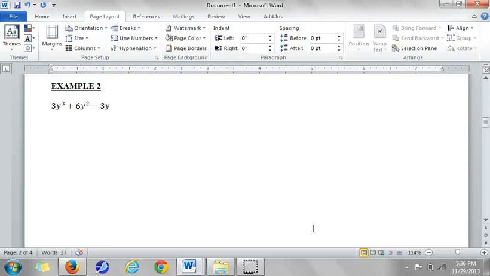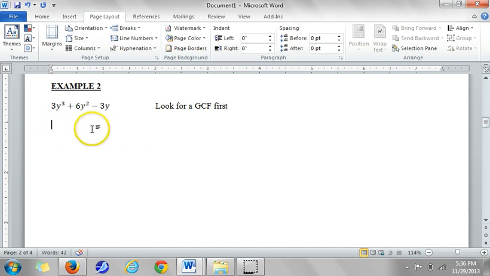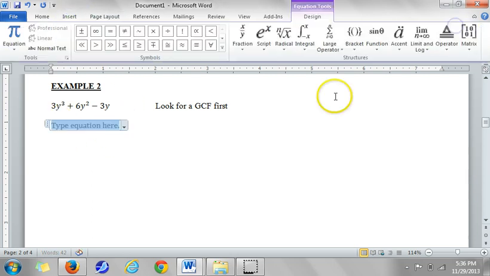Okay, so here's the second example that you provided me. And when you're factoring, you do always want to look for a greatest common factor first. Look for a GCF first. And in this case, all three terms are divisible by 3. And all three terms have at least one y in them. So I'm going to factor out a 3y.